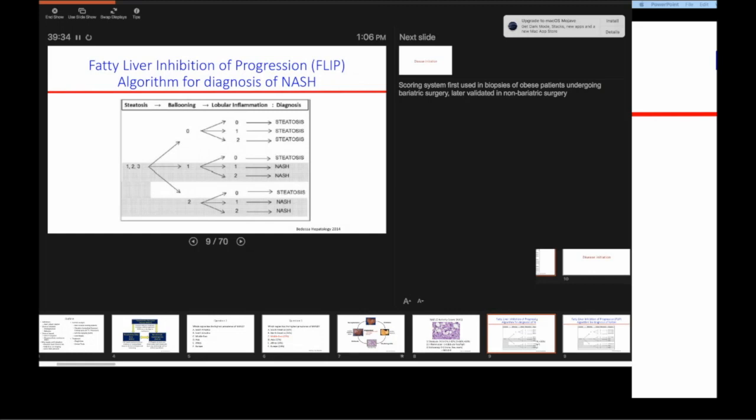So we have to have some ballooning. You have to have at least 1 or 2 in ballooning, and you have to have at least some inflammation to call this NASH instead of just steatosis, okay?